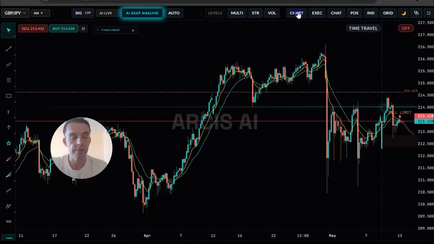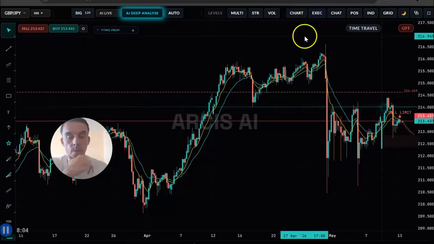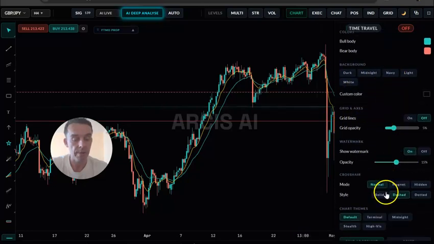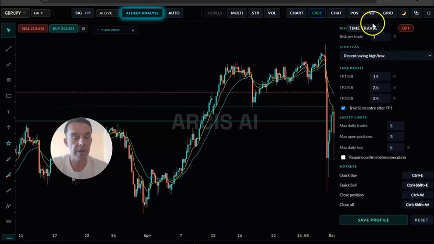You can change the chart settings here. You want to change the color of the candles. Different candle types. You have open, high, low, close, line, background difference, custom color, grids, show the watermark, all the way down to terminal settings. Different chart themes. For that, we have execution. Again, this is just the same as over here, just another one of them.